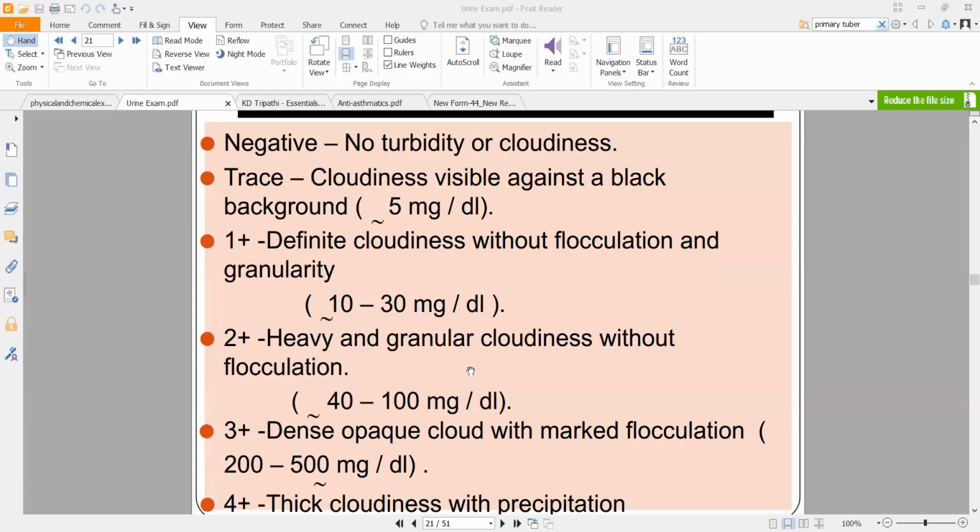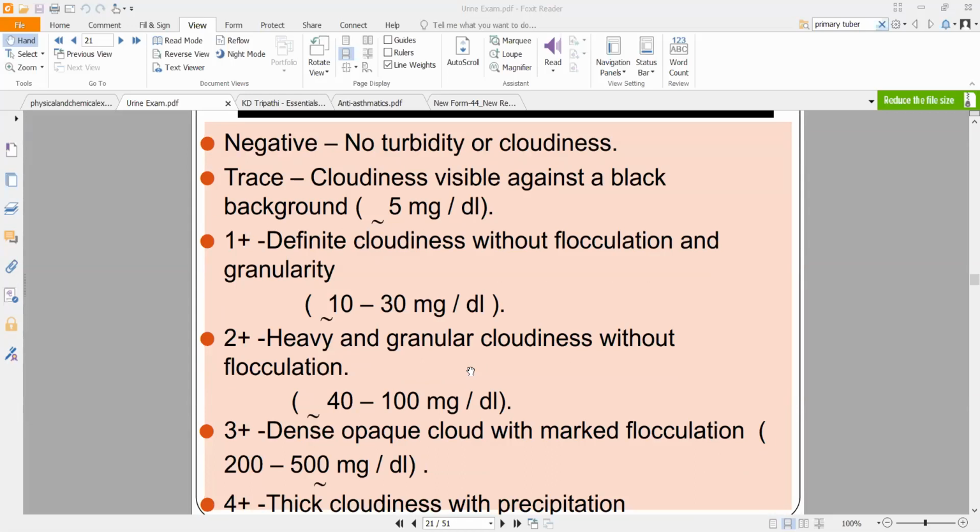In that same test tube, +1 will be assigned when you see cloudiness without the dark background. You do not need to put it against a dark background. In the trace part, you needed a dark background to be able to see it. Here you can see it without any dark background. This indicates a significant jump in the concentration of protein, generally around 10 to 30 mg per 10 ml of urine. That is also pretty high. You might see a little bit of granularity, so a little bit of granular substances might be seen.